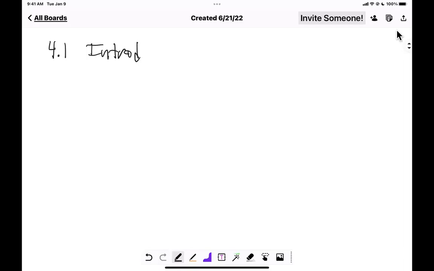There we go. Okay. So we're starting with fractions for one. It's called Introduction to Fractions and Mixed Numbers.